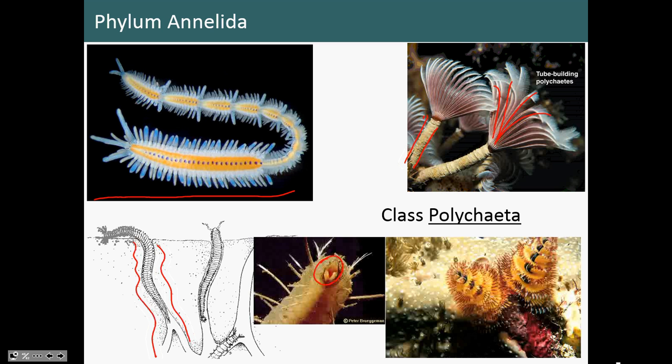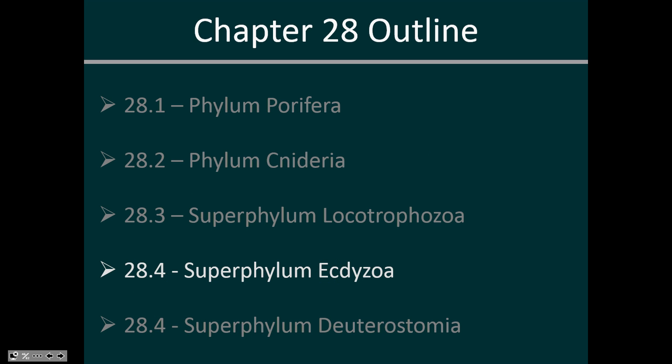These guys have sort of a different lifestyle than the segmented worm, than the oligochaetes. Some of the oligochaetes actually live in water. They tend to be terrestrial or freshwater. These guys tend to be more marine water livers.